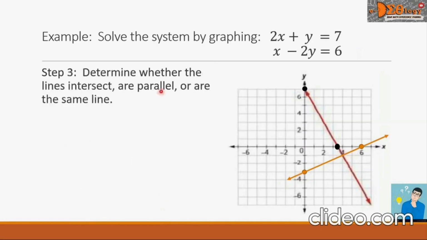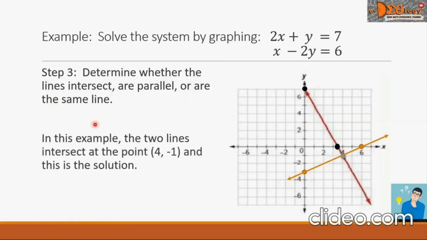So step 3, determine whether the lines intersect, are parallel, or are the same line. In this example, the 2 lines intersect at the point (4, negative 1). And this is the solution. Can you see here? That is the point of intersection, which is (4, negative 1). And this is our final answer.